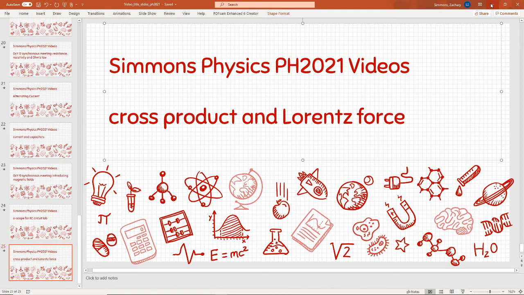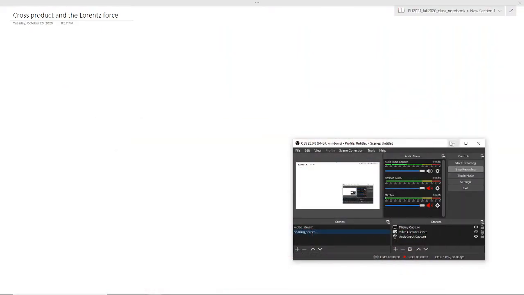Hi guys, let's dig in on the cross product and the Lorentz force. So far we've talked basically qualitatively about how the magnetic force on a charge is equal to QV cross B.